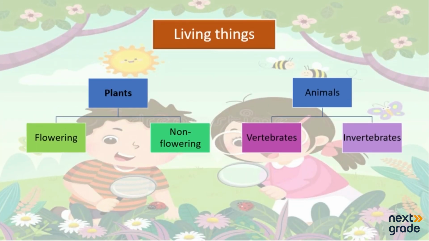So in this chapter, we learned about living things and non-living things and how they are different from each other. After that, we learned that living things are divided into two main groups. These two groups are plants and animals. Alright.